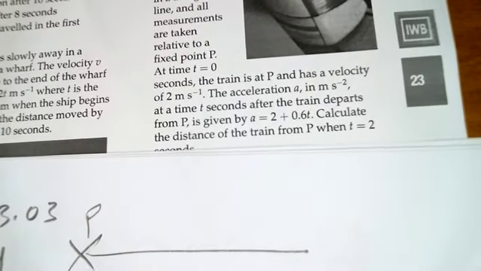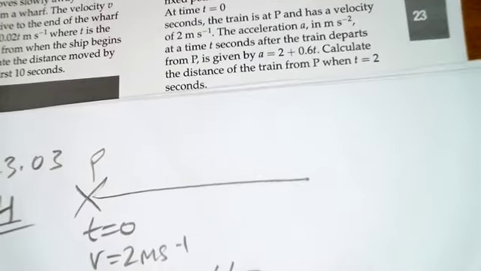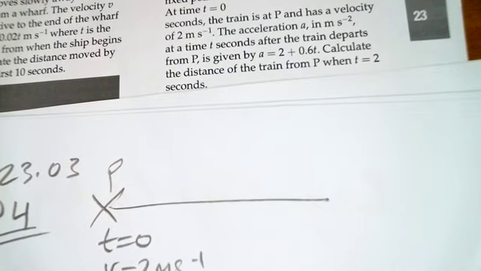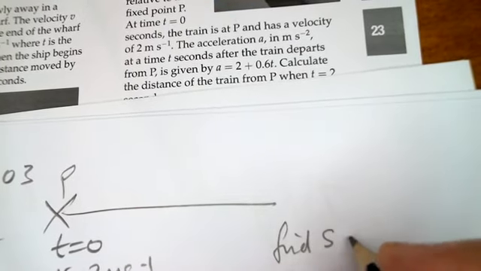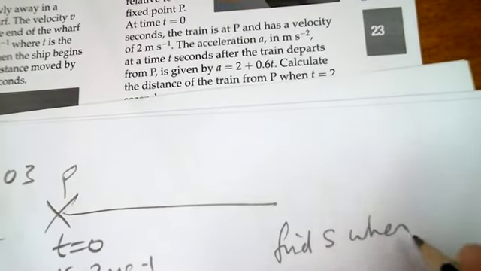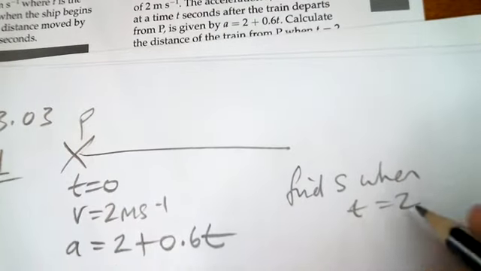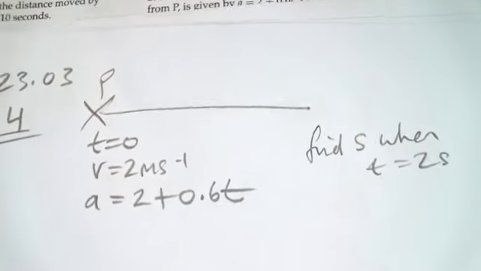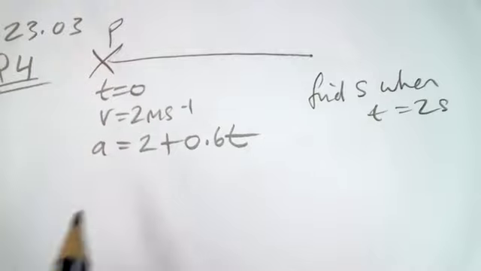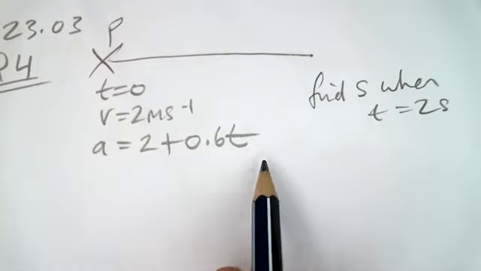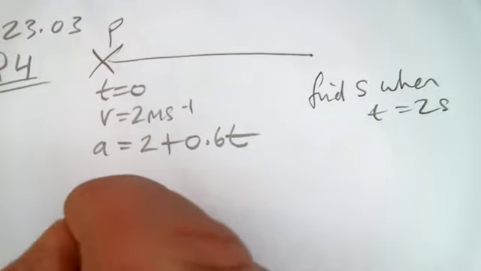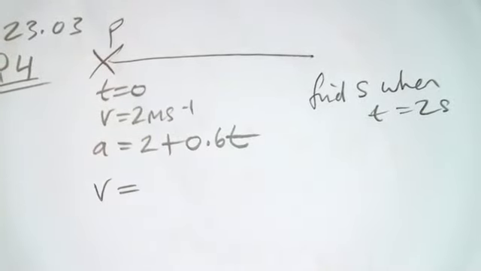All right, so we're given the acceleration, we have to calculate distance. So we want distance when t equals 2. So I'll put find s when t equals 2 seconds. All right, so we've got the acceleration. Well, if we integrate acceleration, we'll get velocity. And if we integrate velocity, we'll get distance. Well, let's go ahead and do that. So we'll have to take a two-step approach here.